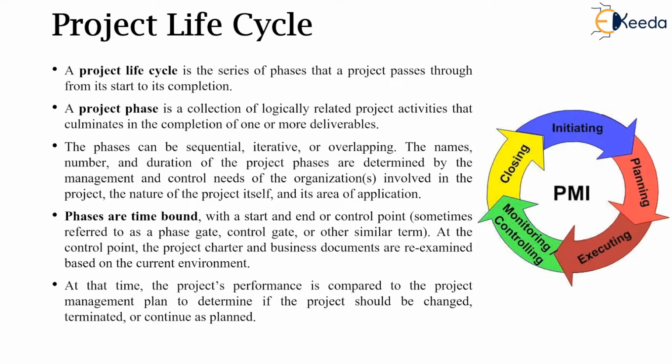So these phases can be lined up sequentially. They are iterative or can be overlapping. Thus, like you see in the diagram, the complete cycle of these 5 phases: initiating, planning, executing, monitoring and control, and closing form the project life cycle. These project phases are determined by the management, and the control is in the hands of the organization. At such times, the project's performance is compared to the project management plan to determine if the project should be changed, terminated, or continued as per the plan.